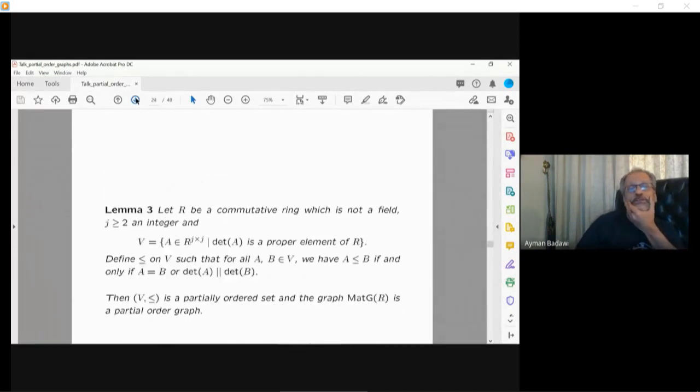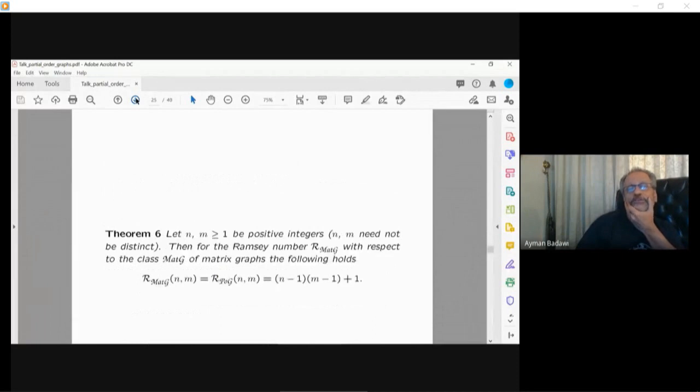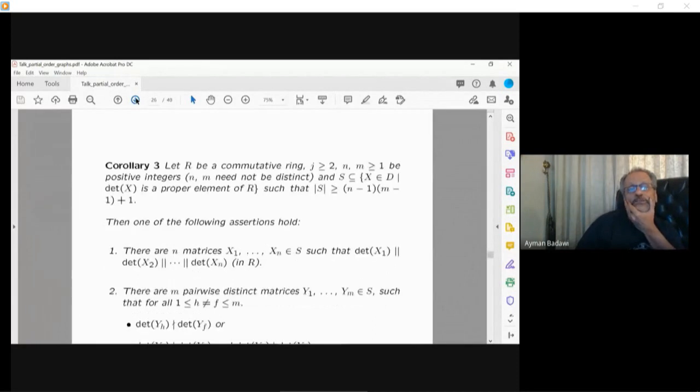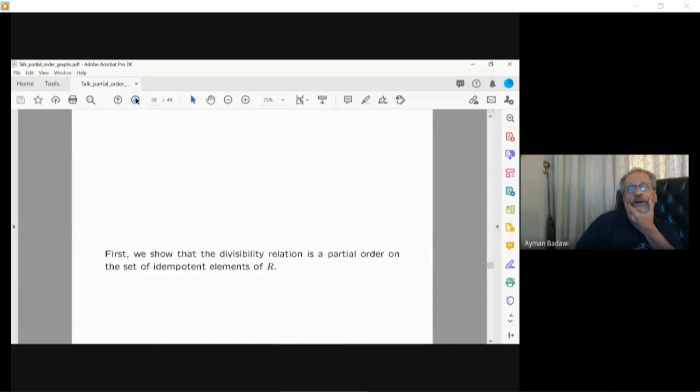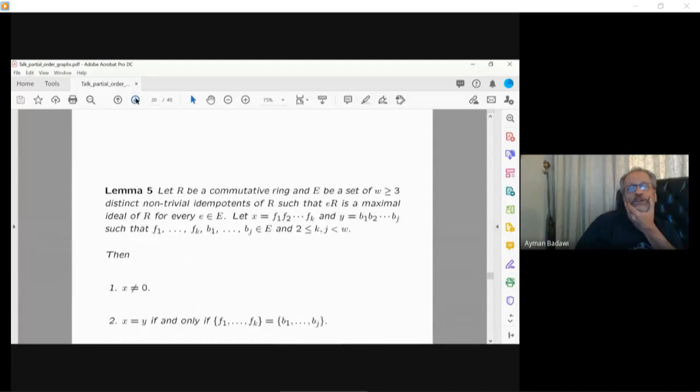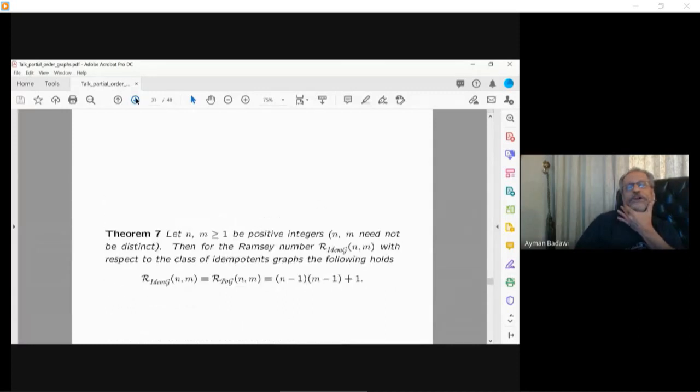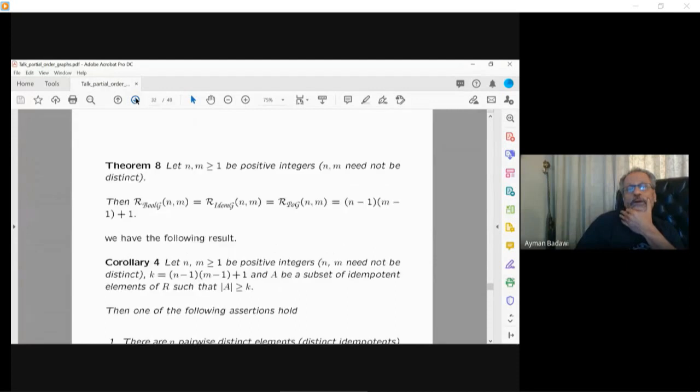There is another one on matrices, but I want to go to the last section, idempotent. We introduced many partial order graphs, as we call them. And here is something that is maybe interesting, or maybe not.